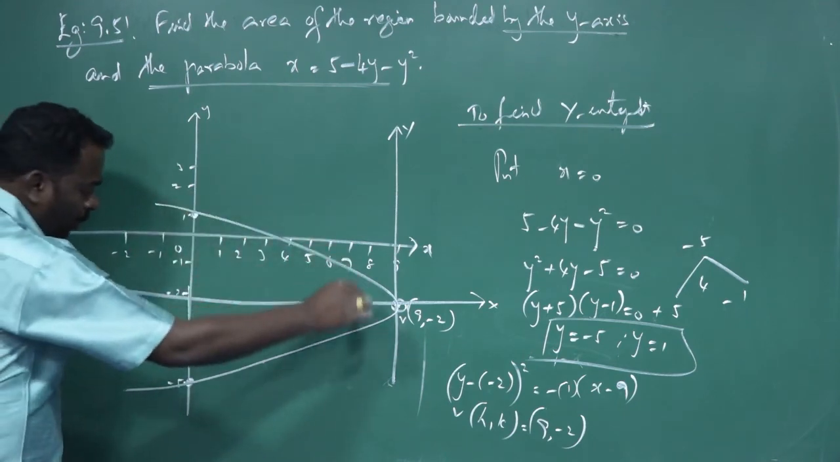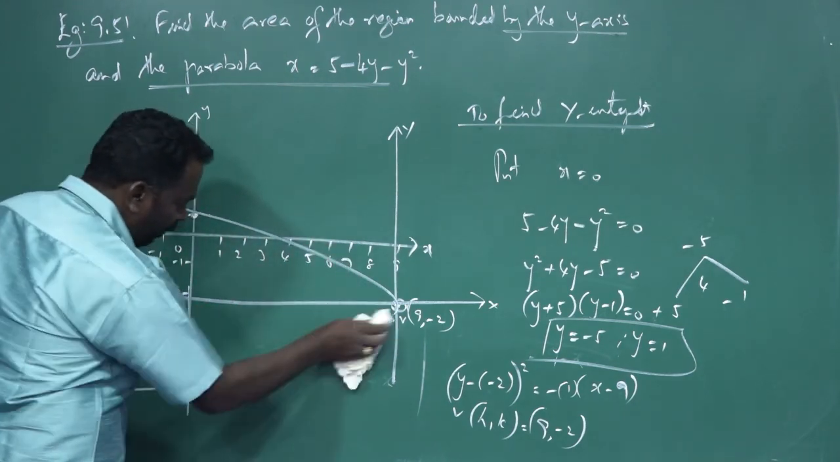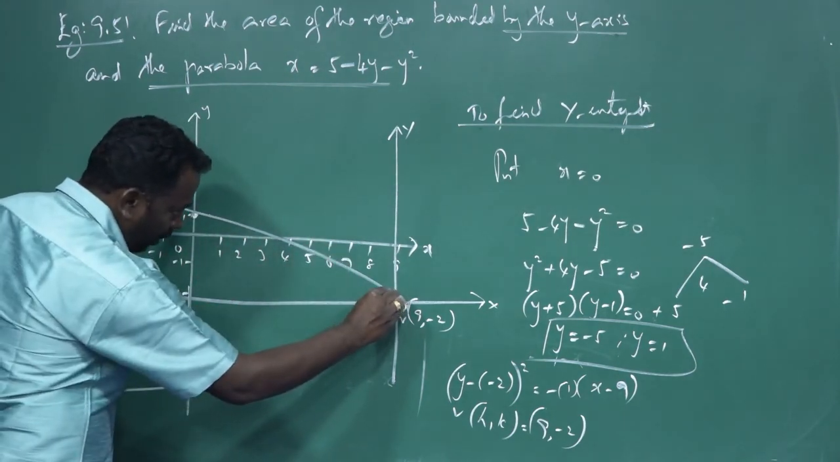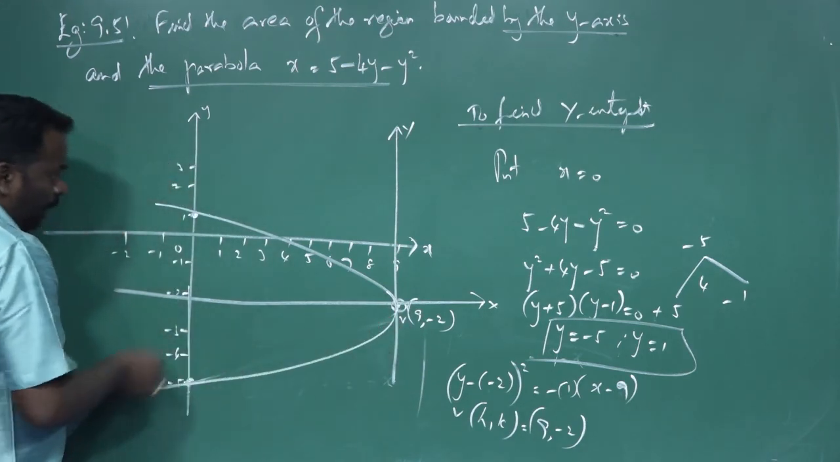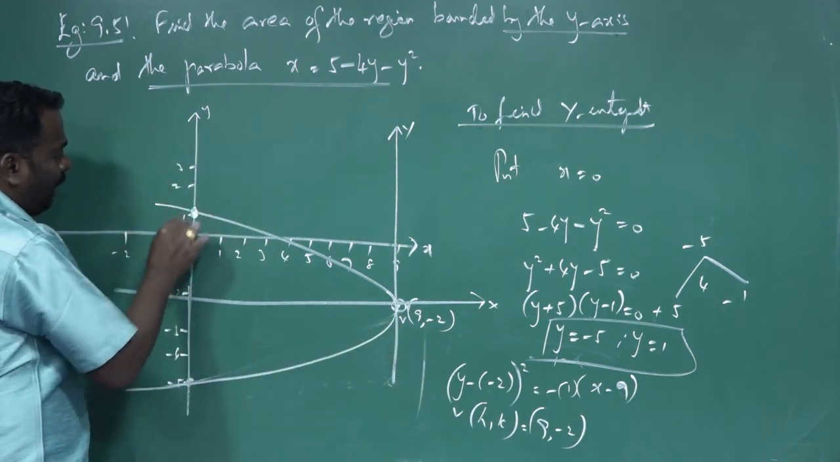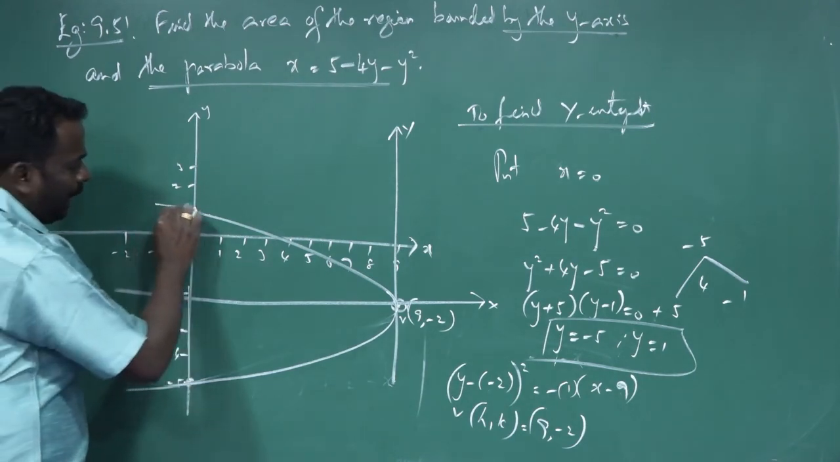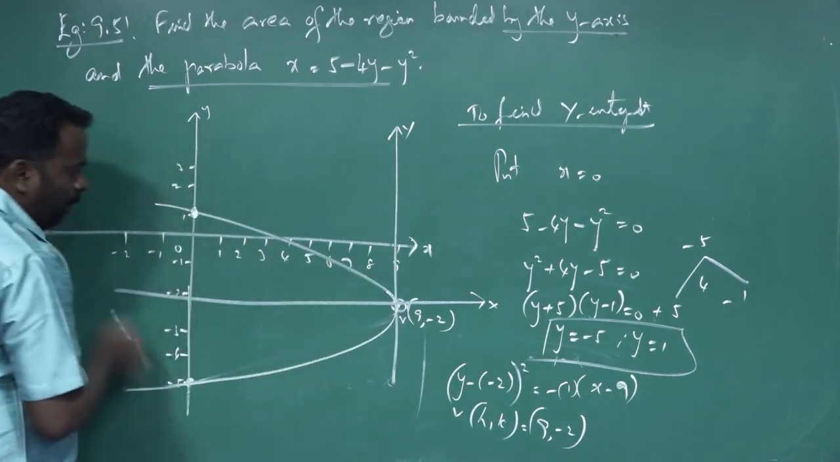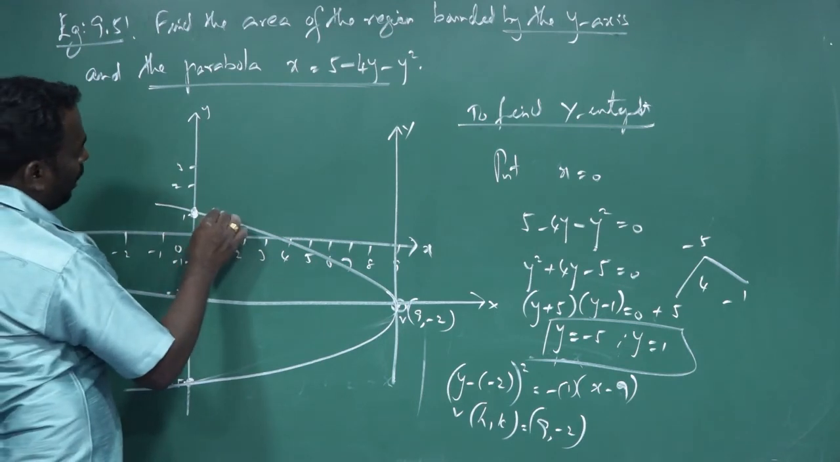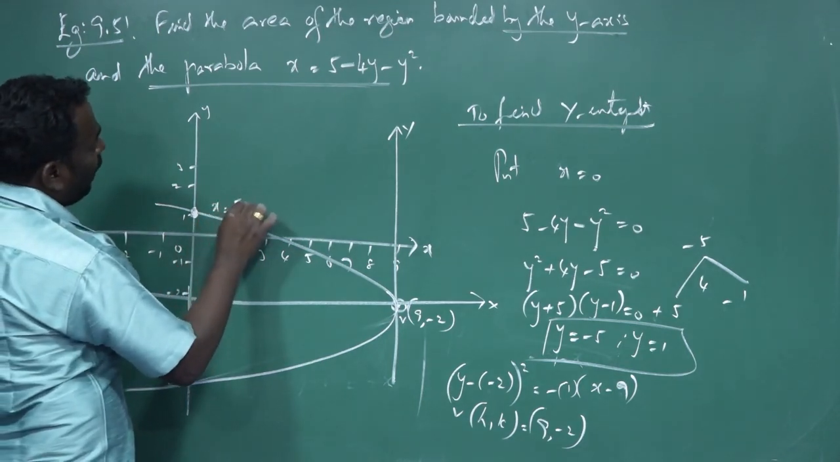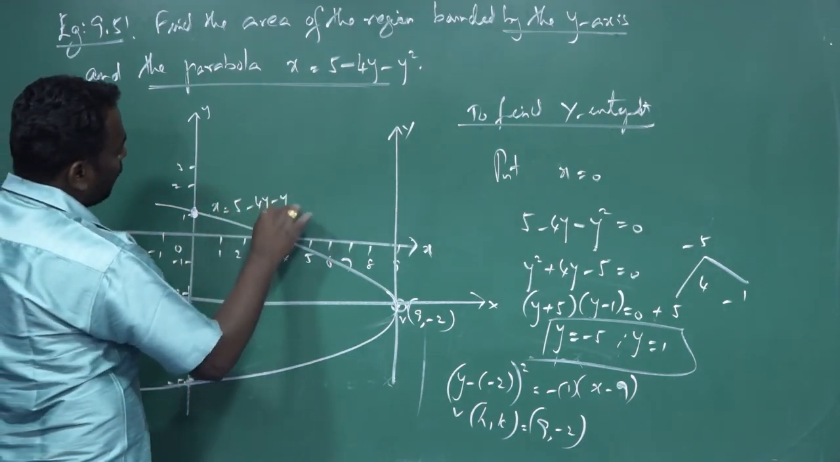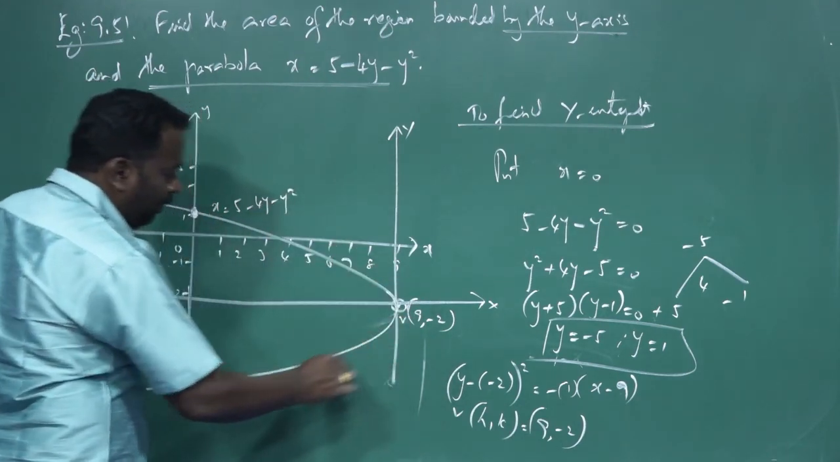We obtain an open rightward parabola. Sorry, it is a leftward parabola. We have it passing through y equal to 1 and y equal to minus 5, so we obtain an open leftward parabola. And this curve is x equal to 5 minus 4y minus y square, an open leftward parabola.